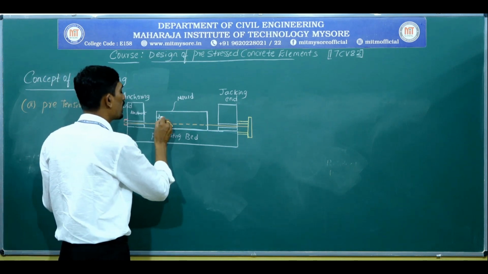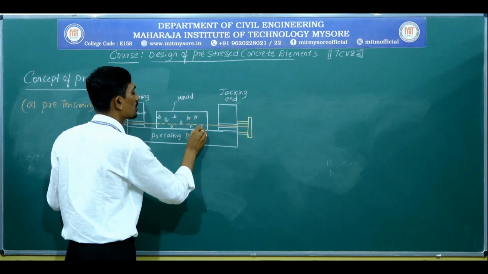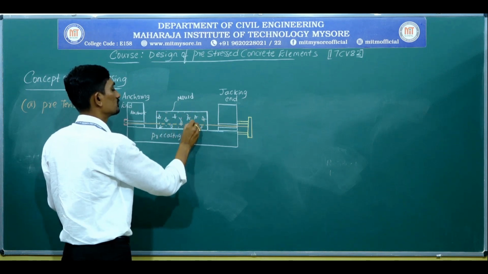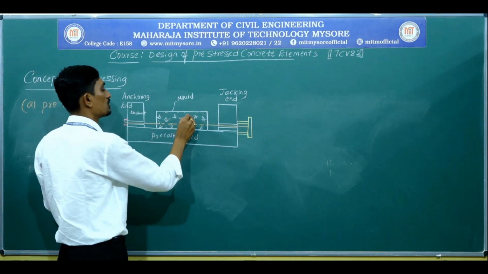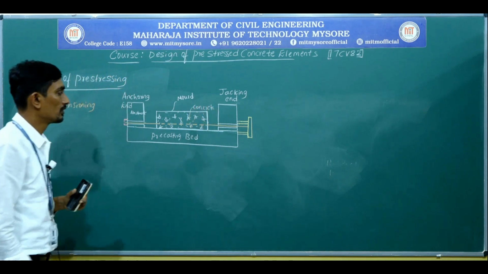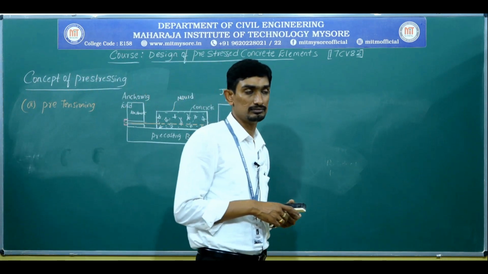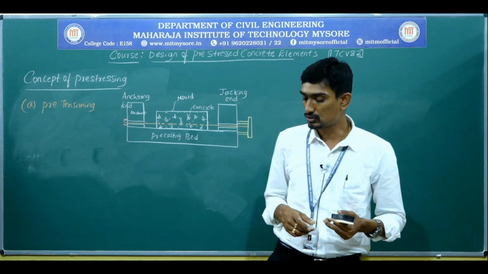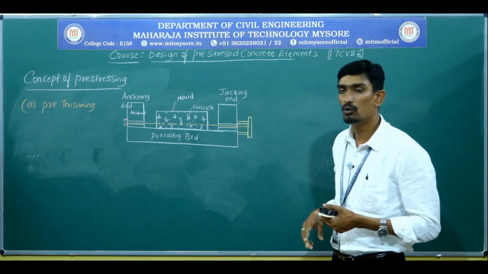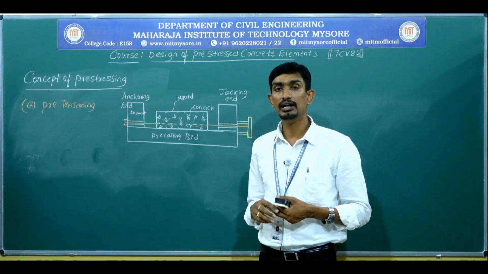Next, pour concrete inside the mold. Pour concrete inside the mold. Okay, so let me pour the concrete onto the stretched reinforcement. So this concrete has been poured inside the mold, and allow it to get hardened for 28 days.